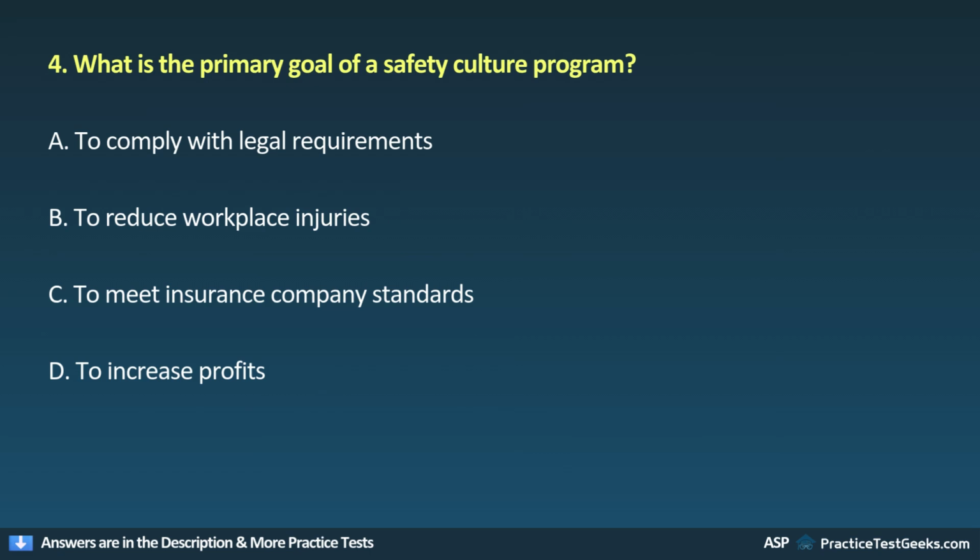4. What is the primary goal of a safety culture program? A. To comply with legal requirements. B. To reduce workplace injuries. C. To meet insurance company standards. D. To increase profits.